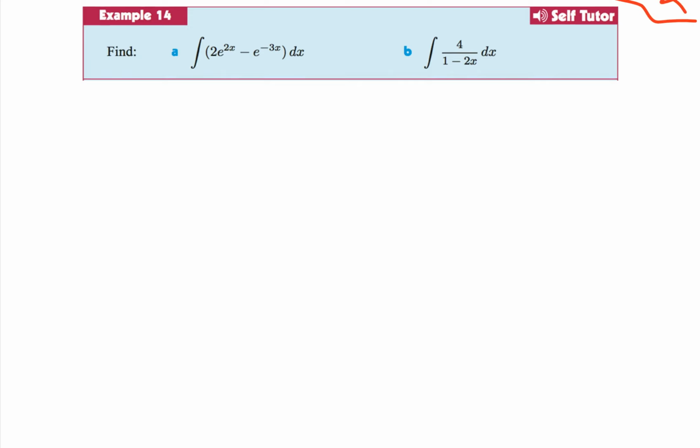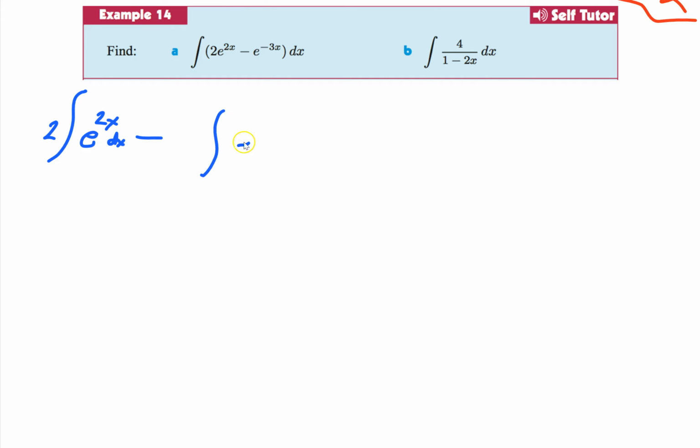A few more. This one, now see how there's 2 e's here? I'm actually going to separate it because I don't like to do reverse chain rule with more than one thing at a time. So I'm going to make this into 2 integrals, right? And also I'm going to pull out the 2, just because I can. I like doing math tricks. So minus dx. Sorry. You want to put the dx there, they will mark you down if you forget it. Integral of e to negative 3x dx.